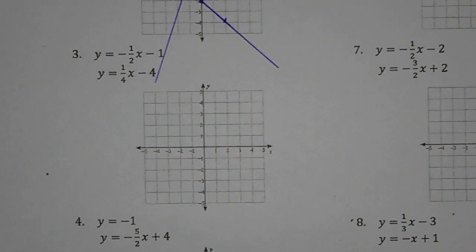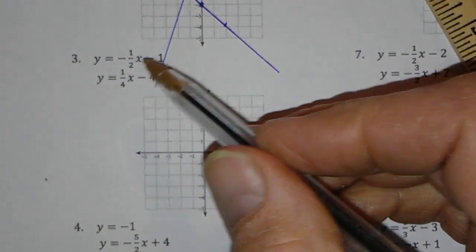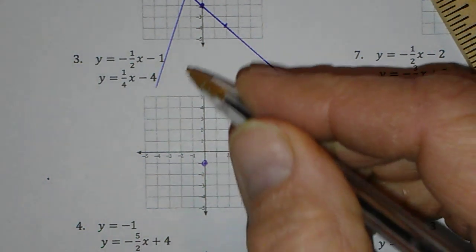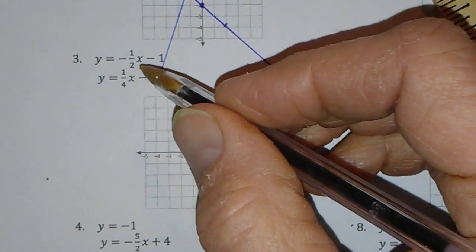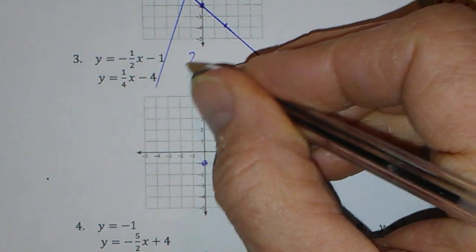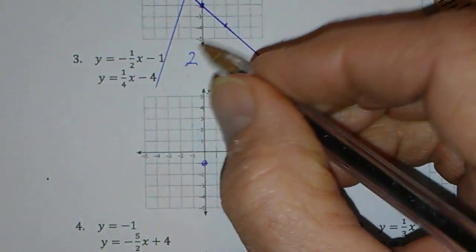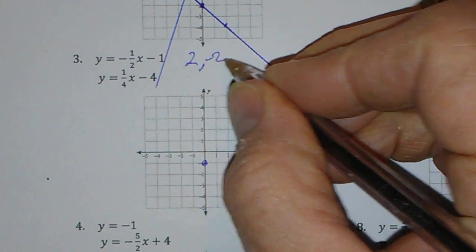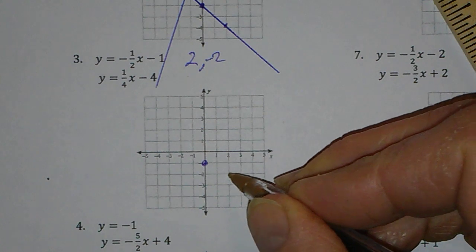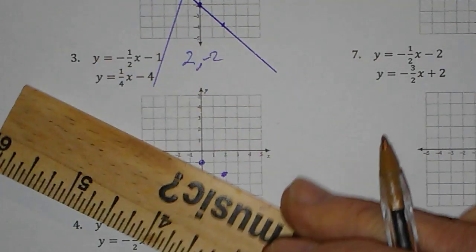Okay, did you try this one? Number 3. So if you put 0 here, you get minus 1. If I put, oh boy, let's do 2. If we put in 2, we get 2 times a half is 1, but it says minus 1, so it actually is negative 2. So 2, comma, negative 2. Okay, so we got this.